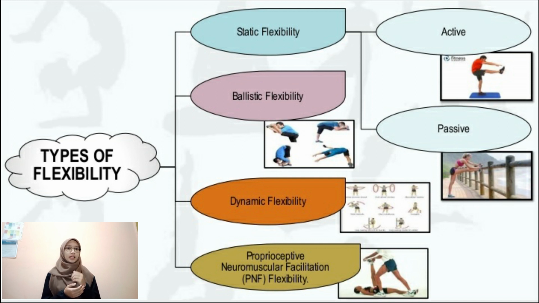However, static passive flexibility is the ability to hold a stretch using body weight or some other external force. For example, holding one leg out in front of you and resting it on a chair. The quadriceps are not required to hold the extended position.